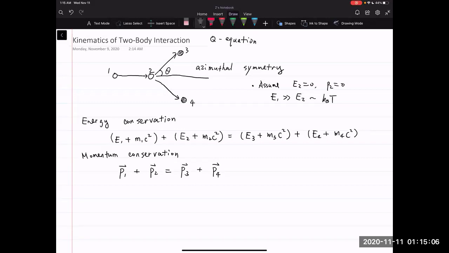Okay, if we make this assumption, then coming back to the energy and momentum conservations, we can get rid of E2 and we can get rid of P2.